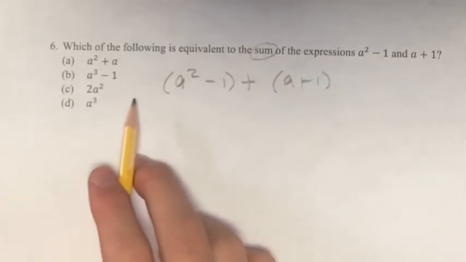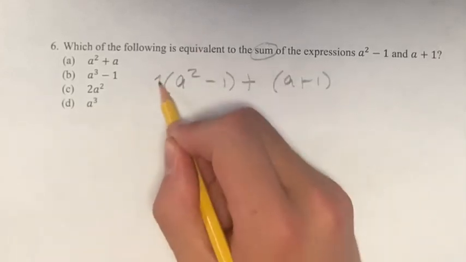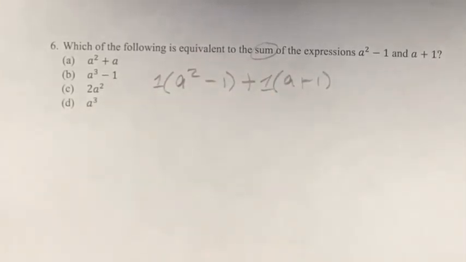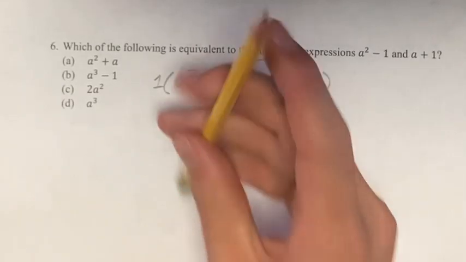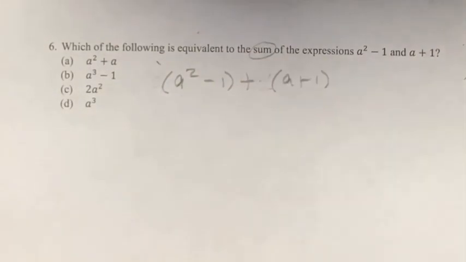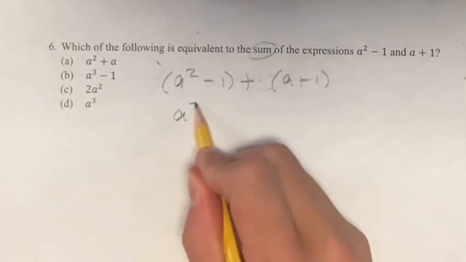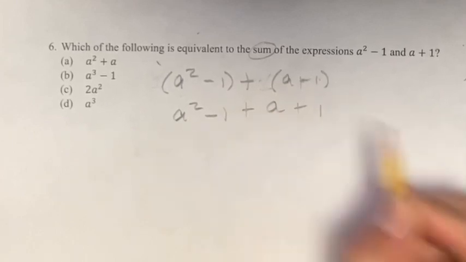And we don't have any negative signs here. We don't have any coefficients other than the invisible ones that we never write. So we don't have to do anything to these parentheses. Just erase the ones to make it more clear. We don't have to do anything to parentheses. We can just drop them and say a squared minus 1 plus a plus 1.